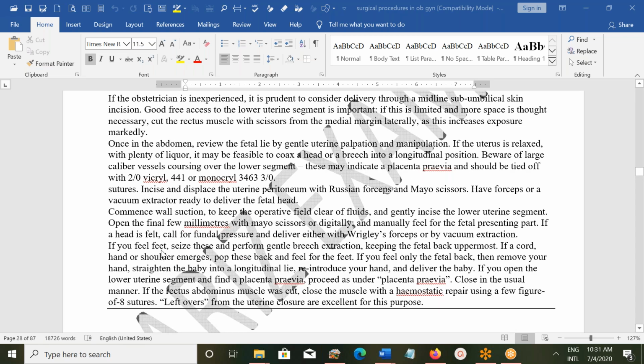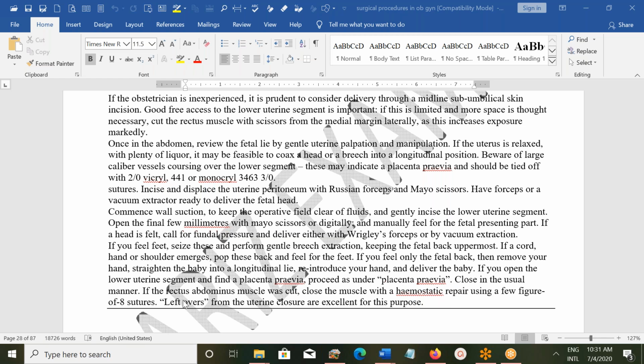If you feel the feet of the baby, seize these and perform gentle breech extraction, keeping the fetal back uppermost. If a cord, hand or the shoulder emerges, pop these back and feel for the feet. Don't try to pull them out with the hands. You cannot do that. It will be extremely difficult. If you feel only the fetal back, then remove your hand, straighten the baby into a longitudinal lie, reintroduce your hand, and deliver the baby.